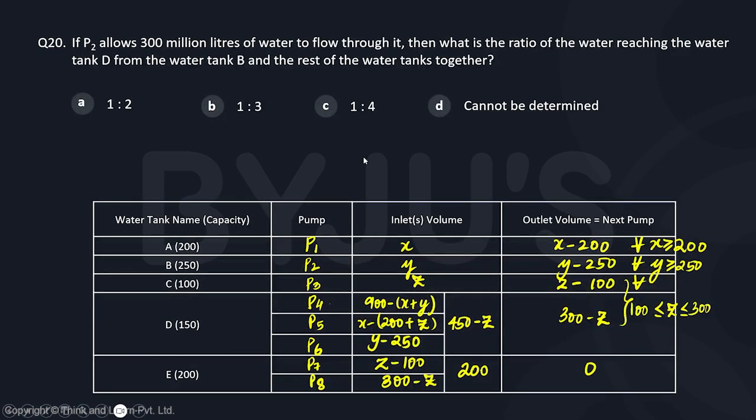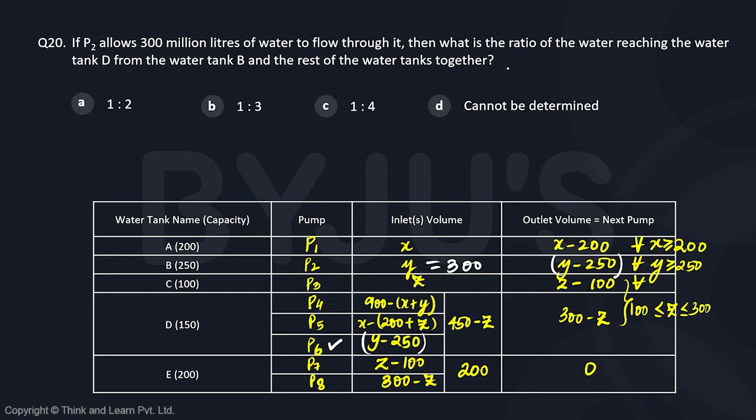Question number 20. If P2 allows 300 million liters of water to flow through it, so this is 300, then what is the ratio of the water reaching water tank D from water tank B? So water tank B to D, so we are talking about P6 over here, because from B y minus 250 is being taken out, the volume, and that volume is fed here through P6, and the rest of the water tanks together.